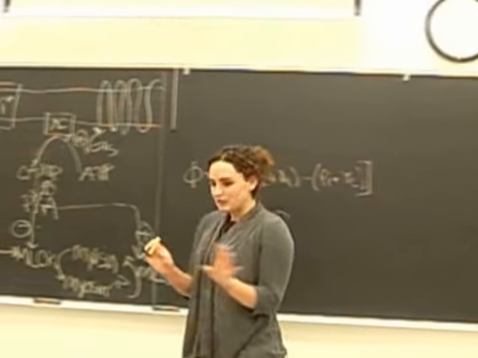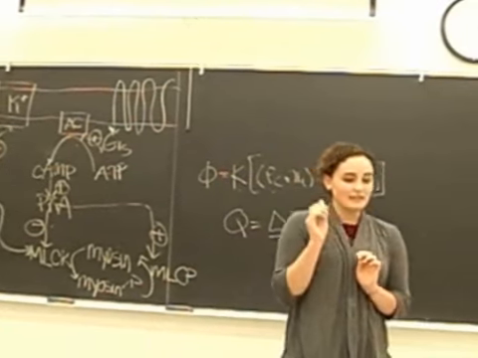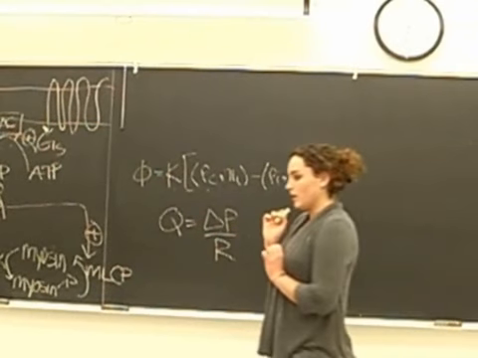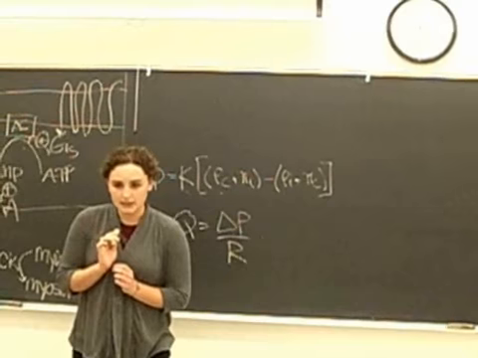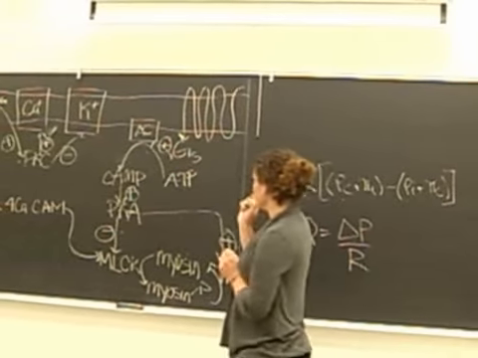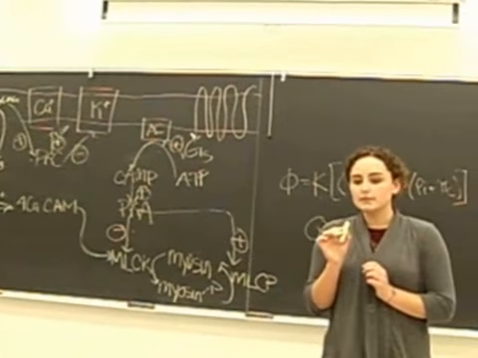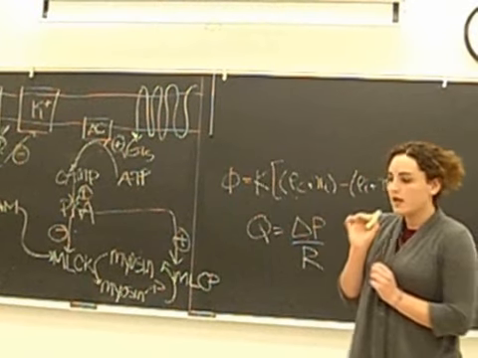Let's see. Back to the H1 receptors. Okay? H1 receptors are present on both the smooth muscle cells and the endothelial cells. So when the histamine binds to the H1 receptors on these smooth muscle cells, we see contraction by the GQ pathway. However, when histamine binds to the H1 receptors on the endothelial cells, we see instead relaxation.